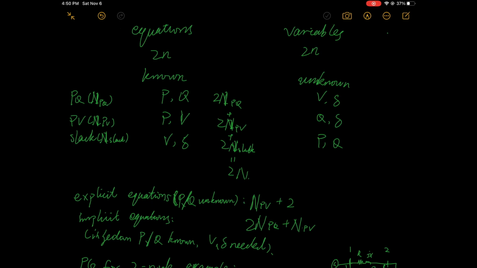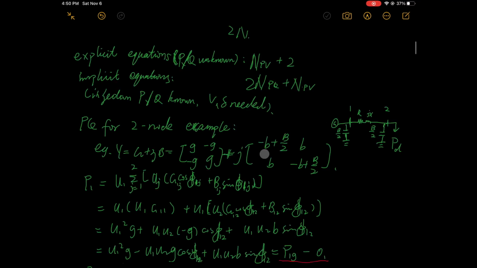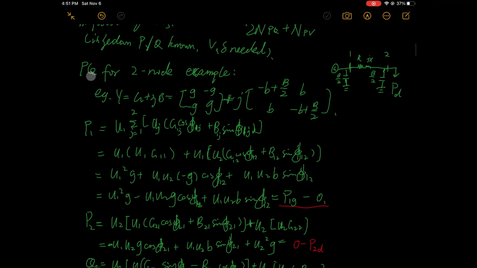In practice, we can make it distributed slack nodes rather than one single slack node to reduce further transmission of losses. There is a simple two-node network application here. First, substitute values into P1, P2, Q1, Q2 equations.